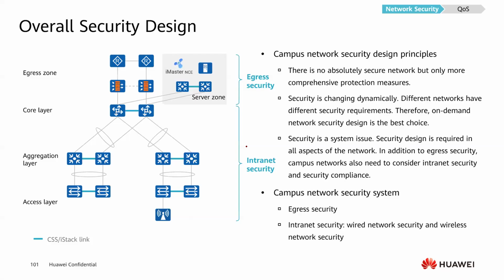Okay, so the next part is about the network security and queues design. For the network security, you need to consider the egress security and also the internet security. The egress security we have already talked about in the egress network design. And the internet security is separating the wired network and the wireless network.